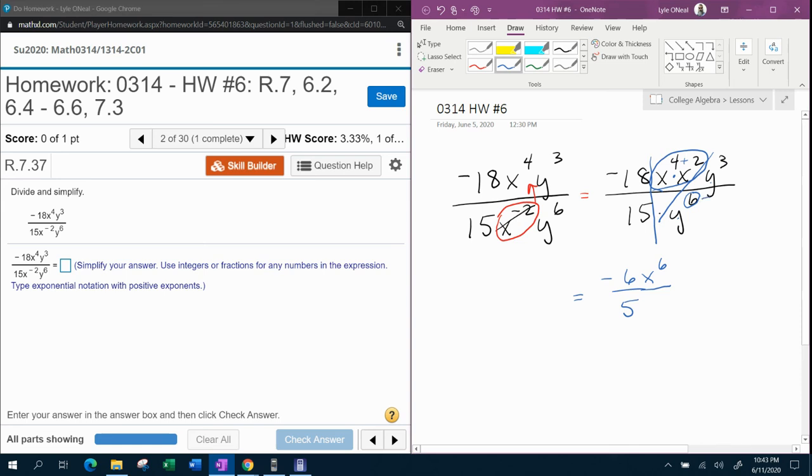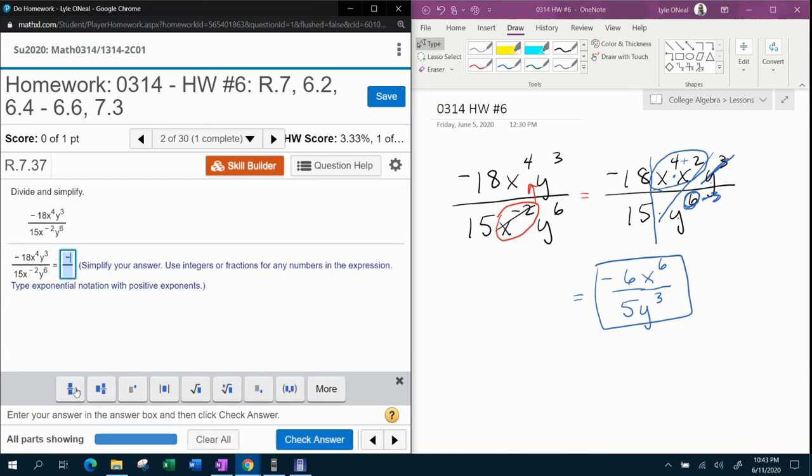How many more does he have? 3 more. 6 minus 3 is 3. So the y's are going to be in the bottom, and there's going to be 3 of those. Again, do you see how that works? Whichever variable has the biggest power when they're in a fraction, the numerator is going to cancel, and you're going to subtract from the denominator. 6 minus 3 is 3. And this is simplified completely.